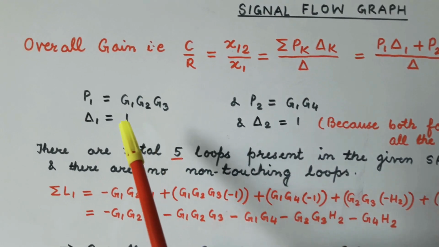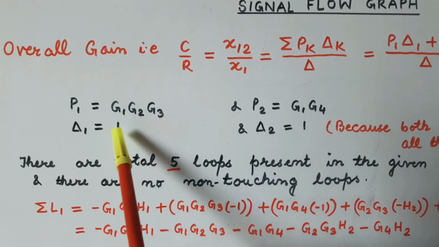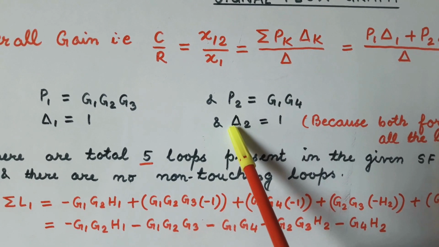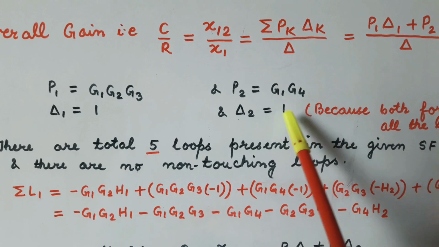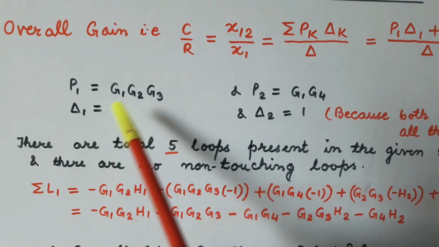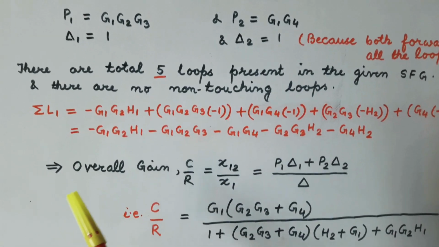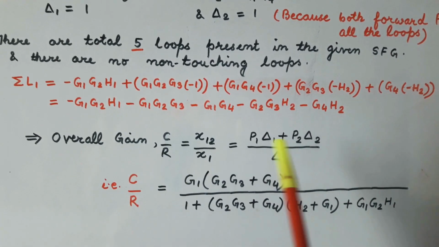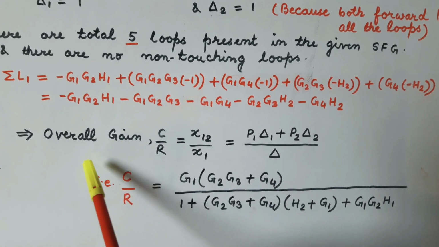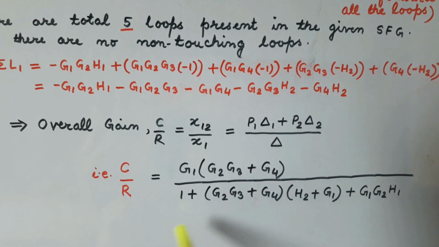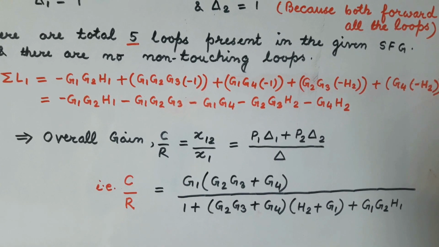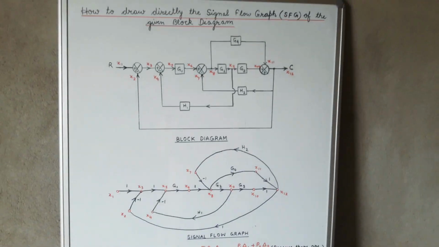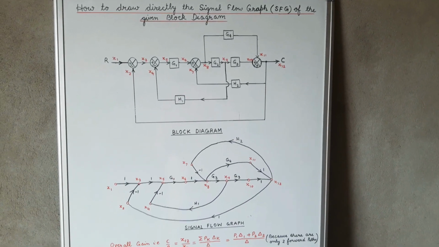We also find that since the first forward path touches all the loops, the value of delta 1 will be equal to 1. Similarly, the second forward path also touches all the loops, so the value of delta 2 will also be equal to 1. Now, after we have found out the values of P1, delta 1, P2, delta 2 and summation L1, we can substitute all these values in the given formula and we will get the overall gain by this expression. In this way, we can draw a signal flow graph directly if a block diagram is given to us.